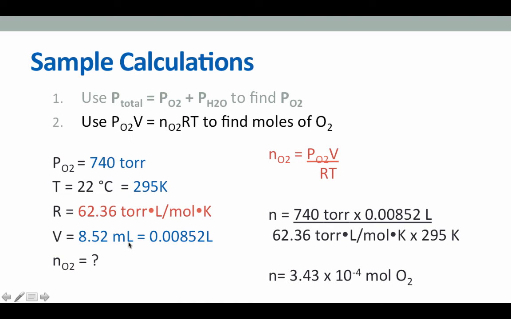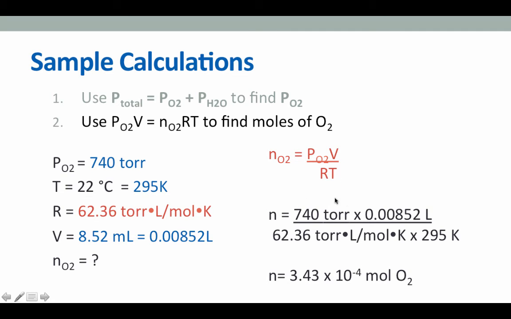And remember that for the ideal gas law, we always need to be looking at volumes in liters. So I've just simply divided that by 1,000 to give 0.00852 liters. So now that I have these 4 values, I can solve for the remaining value, which is the moles of oxygen gas. So I rearranged the ideal gas law to solve for n. So n, the moles of oxygen gas, is equal to the pressure of oxygen gas times the volume change divided by the ideal gas constant times the temperature.